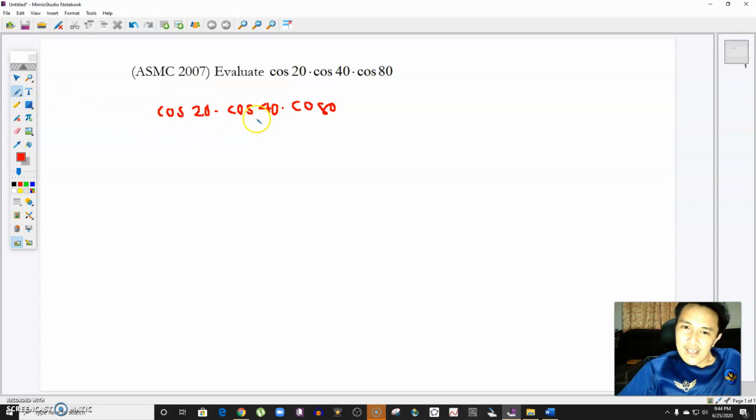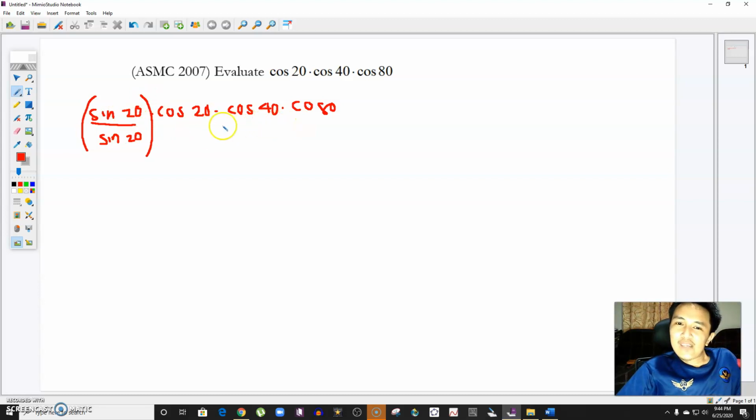The idea here is for you to get the numerical value of this expression, you have to find a way to utilize your trigonometric identities. One way to do that is I'm going to multiply this expression by sine 20 over sine 20. Is that valid? Yes, because you're just multiplying this entire expression by 1, so you're not changing its value. Mathematically, that's allowed.